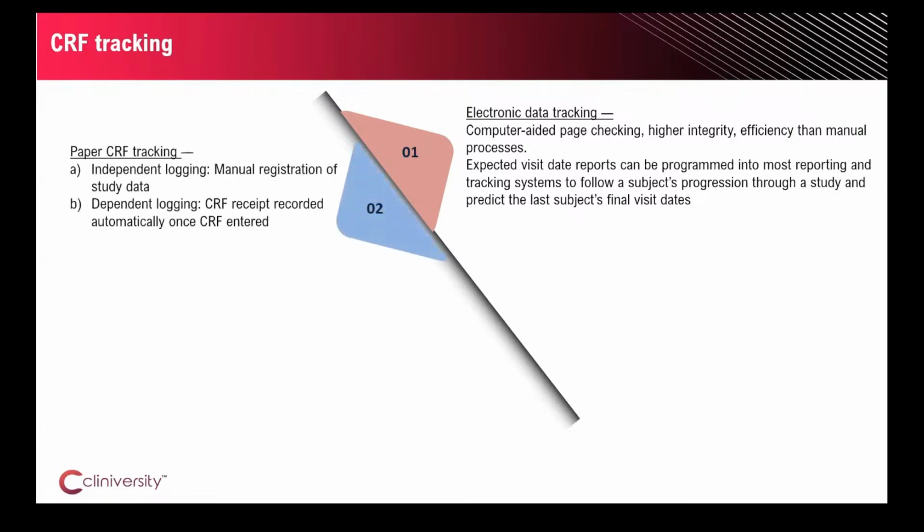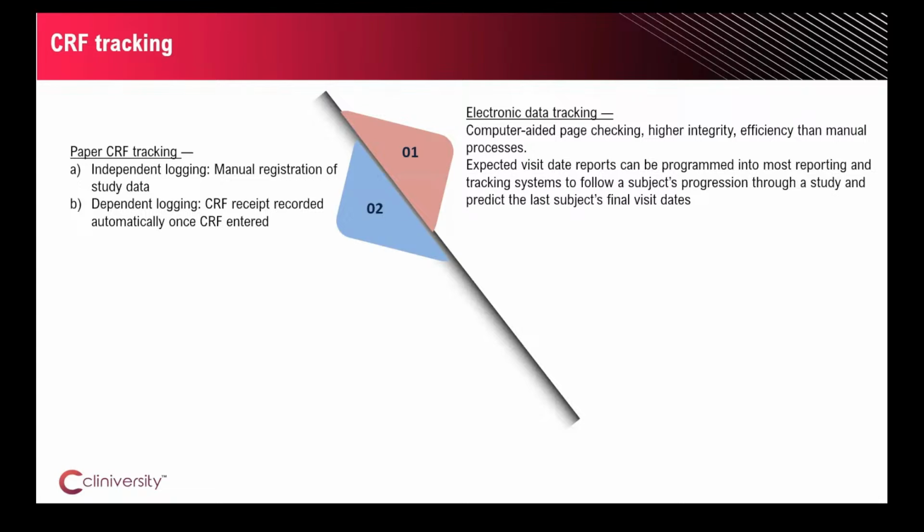Paper tracking. Now, tracking may occur on an individual CRF basis or as per the modules. So ideally, when all the CRFs are tracked, data that is recorded on the paper forms are recorded in one of the two following fashions. The first one is the independent logging.